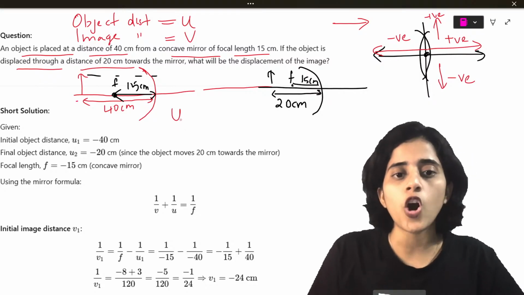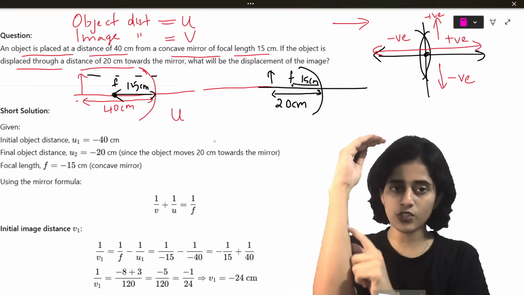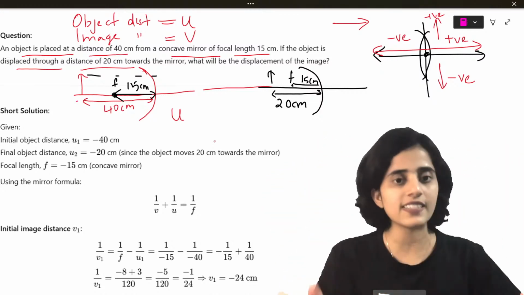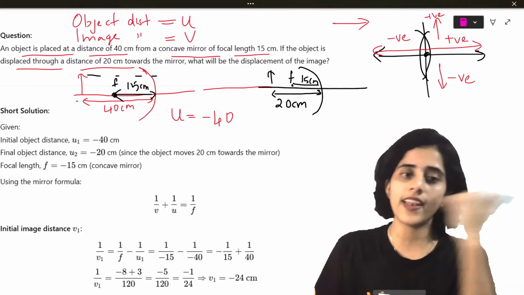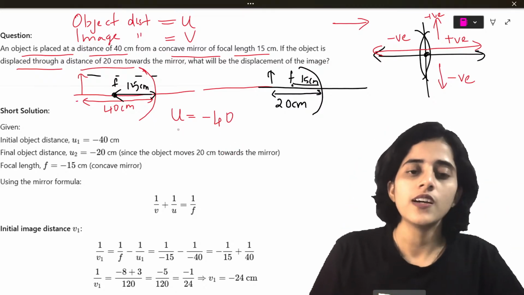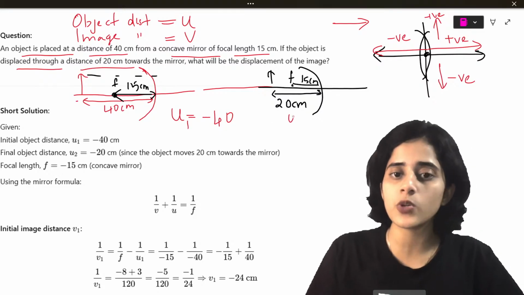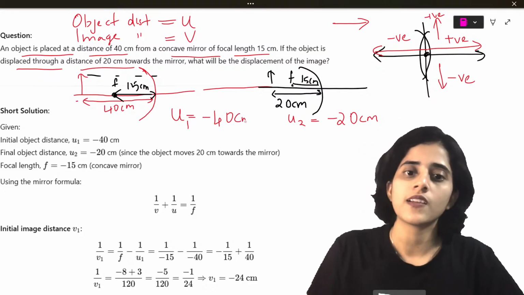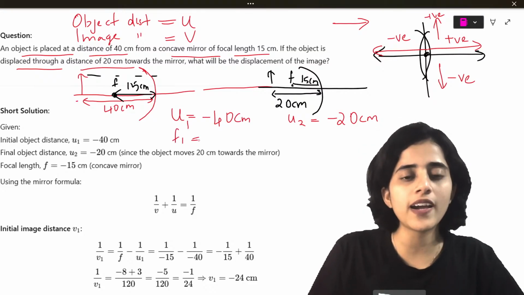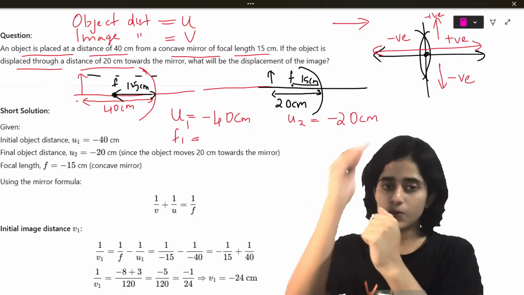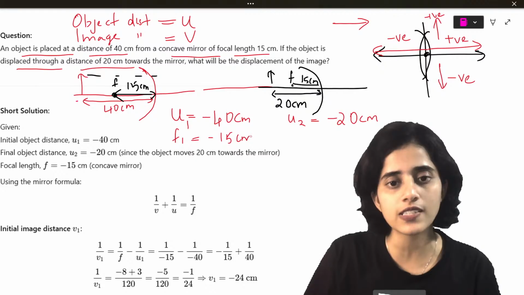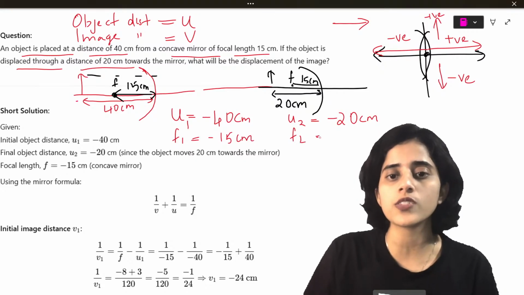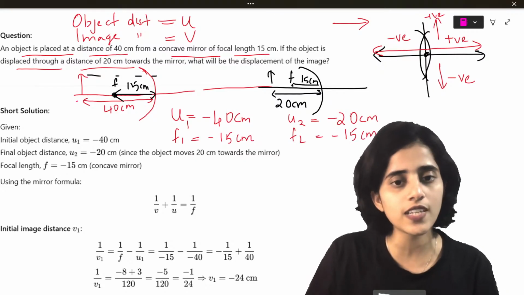Here, object distance is the distance from the center of the mirror to the object, which is 40 centimeter. But it will be minus 40 because it is taken towards the left. Now, this is U1. Here you have U2. U2 will be minus 20 centimeter as well. Now, F1 will be how much? Again, from the pole, it is towards the left. So, it's going to be minus 15 centimeter. F2 is also going to be minus 15 centimeter.